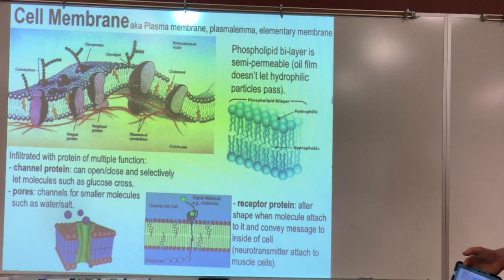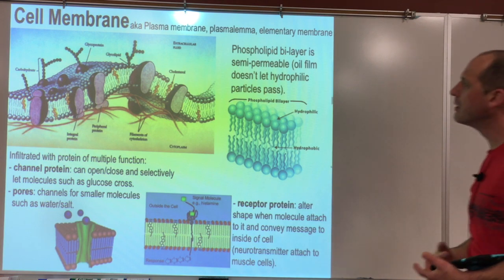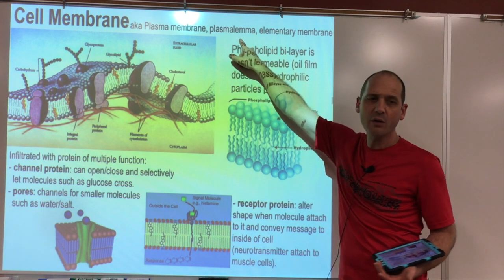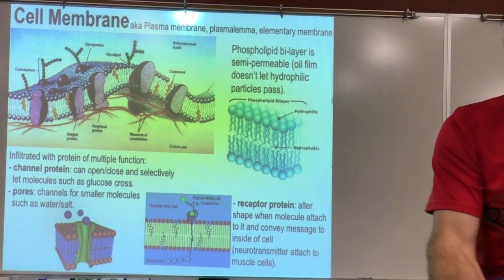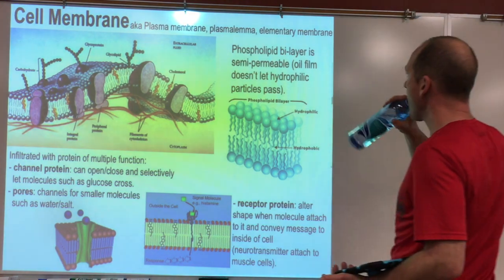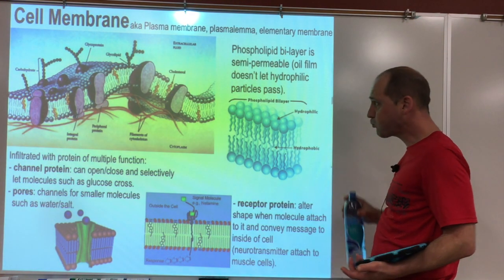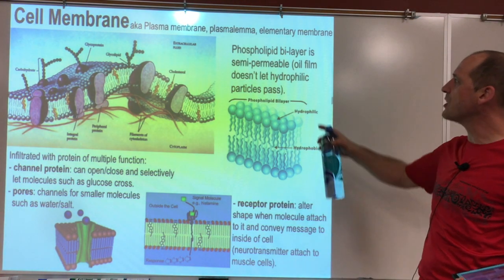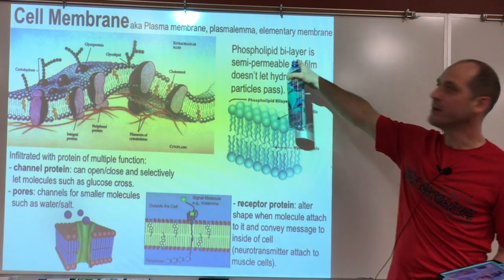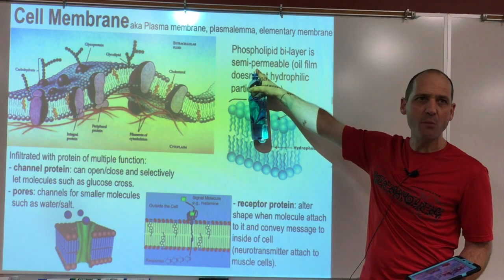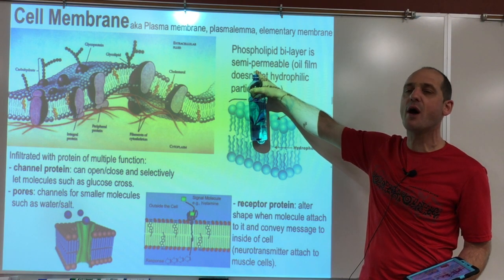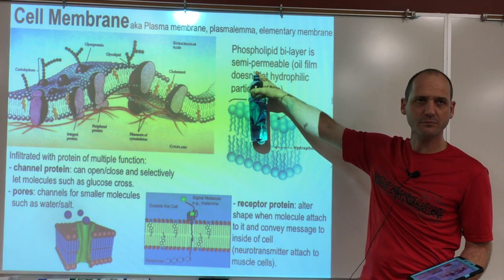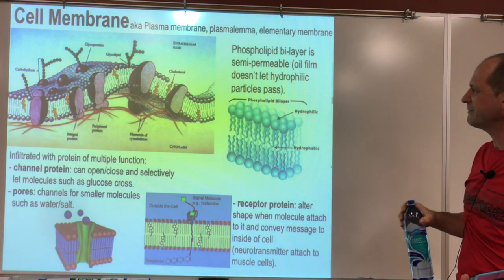The cell membrane is the surrounding membrane. That's also known as the plasma membrane or plasma lemma or elementary membrane also. It's again a phospholipid bilayer, and that makes it semi-permeable. That means water stuff can't go through except oil, and oil stuff can't go through. That's half permeable.